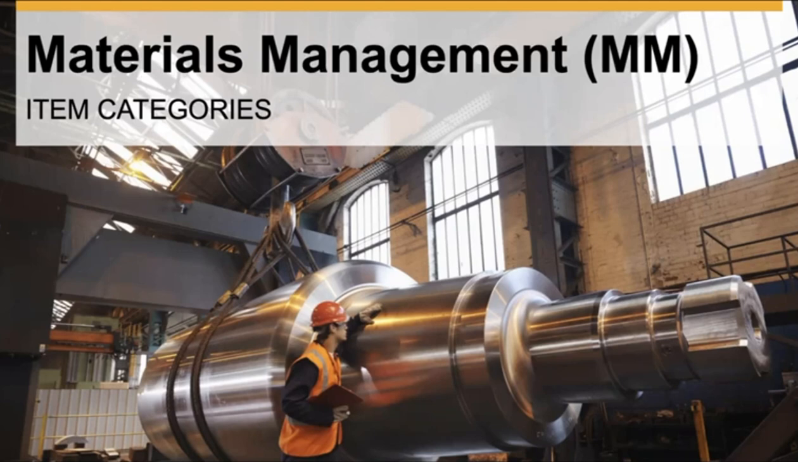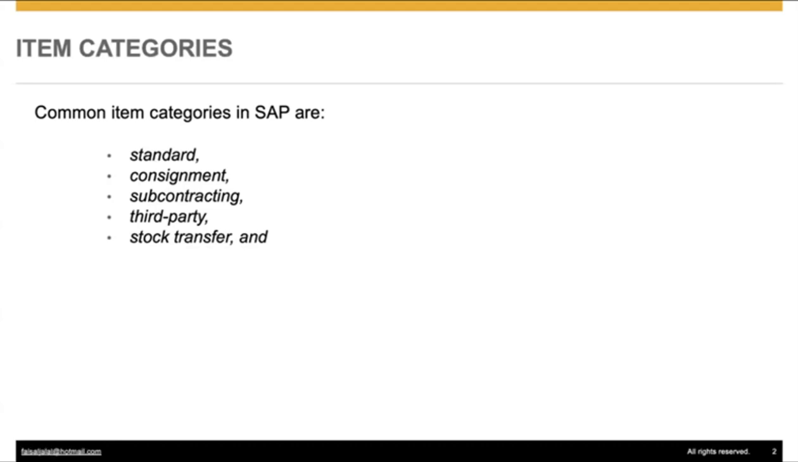Today, we will discuss a key concept that is essential to understanding how the procurement process works in SAP. This concept is related to item categories in SAP. It means how the materials are purchased. Item categories determine which process steps and data are needed when a company purchases materials or services. Common item categories in SAP are standard, consignment, subcontracting item, third party item, stock transfer, and service.